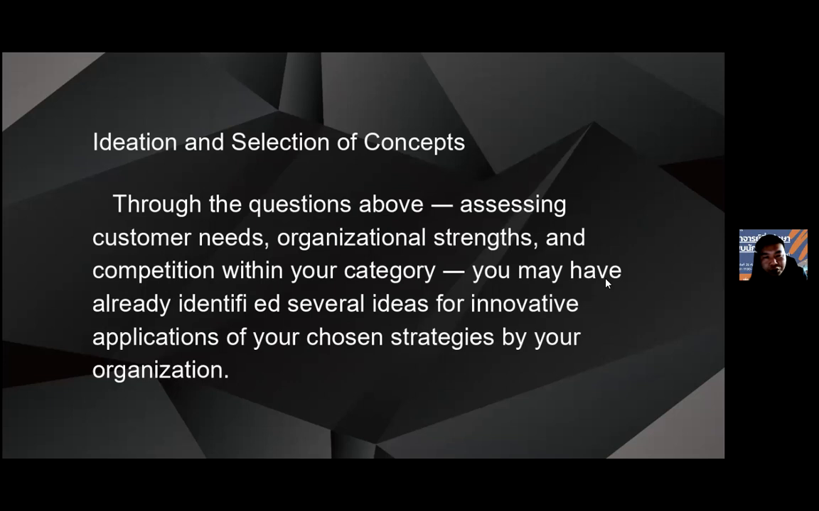Ideation and selection of concept. Through the questions above, assess consumer needs, organizational strengths, and competition within your category. You must have already identified several ideas for innovation and application of your chosen strategies by your organization.